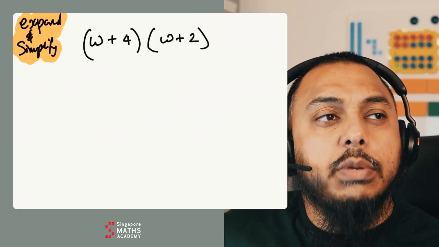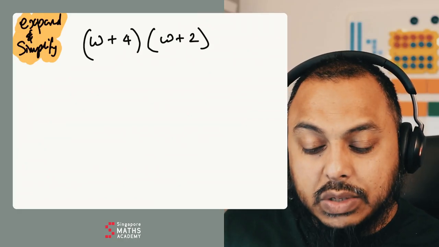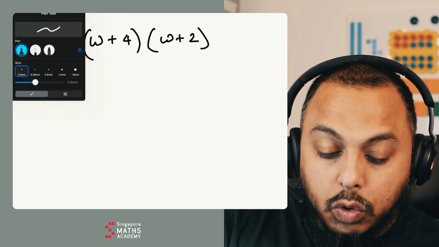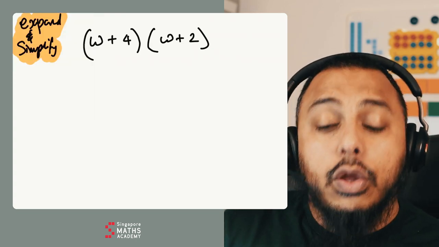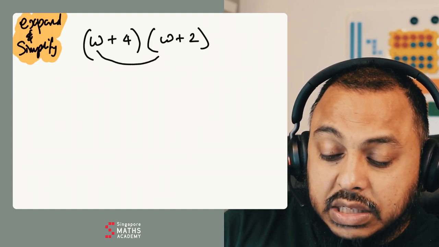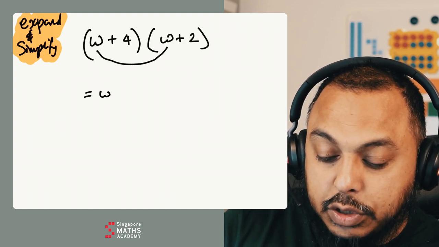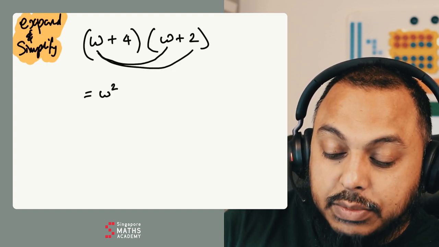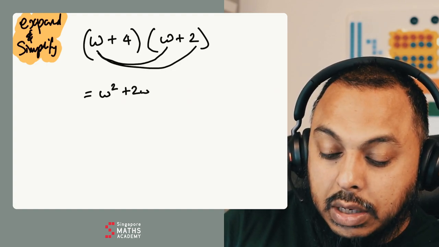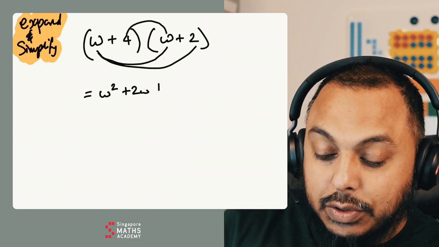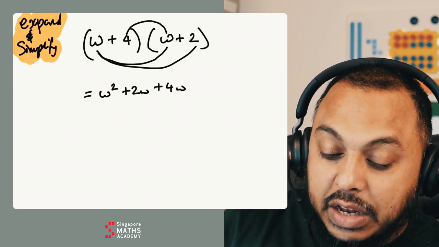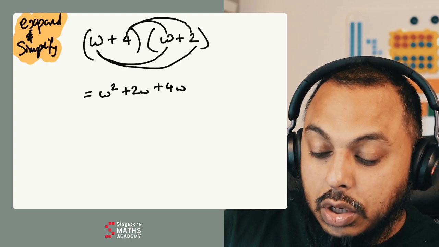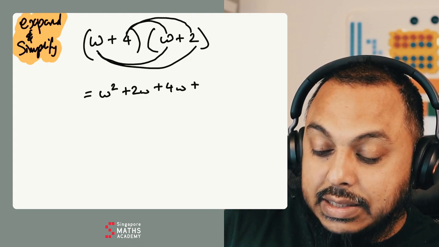When we've got w plus 4 and w plus 2 and we're asked to expand and simplify, we know, and this is a really important part, we know we're going to multiply w by w, so we get w squared. Then we're going to do w times 2, which is 2w. Then we're going to do 4 times w, which is 4w. And then we're going to get 4 times 2, which is going to be 8.